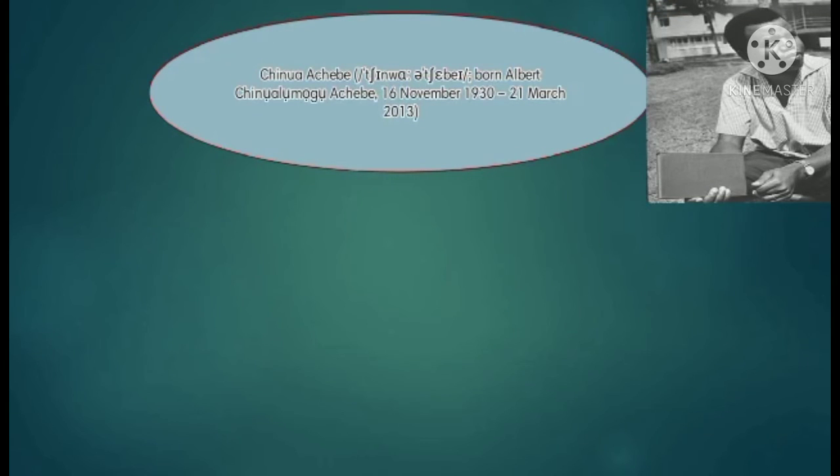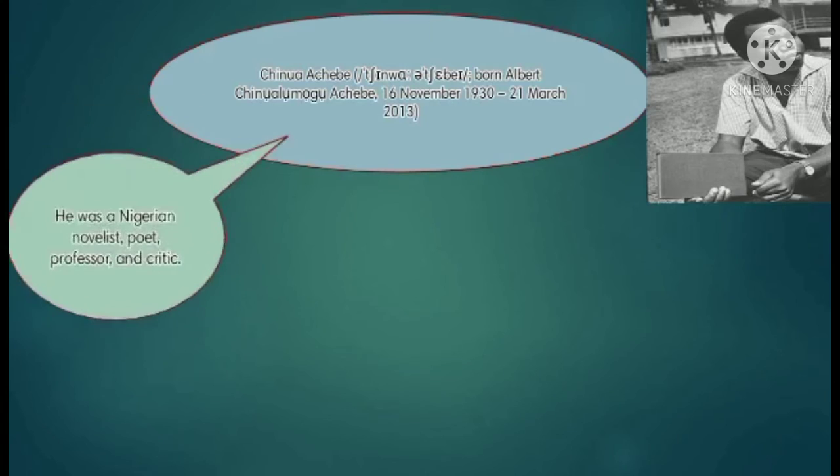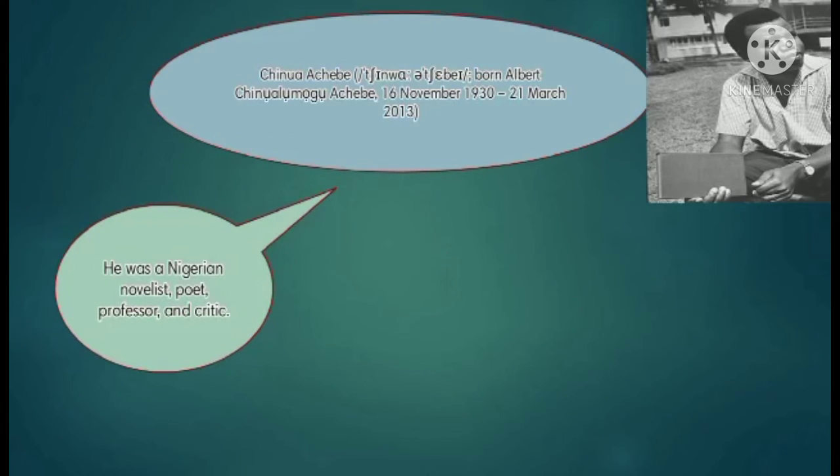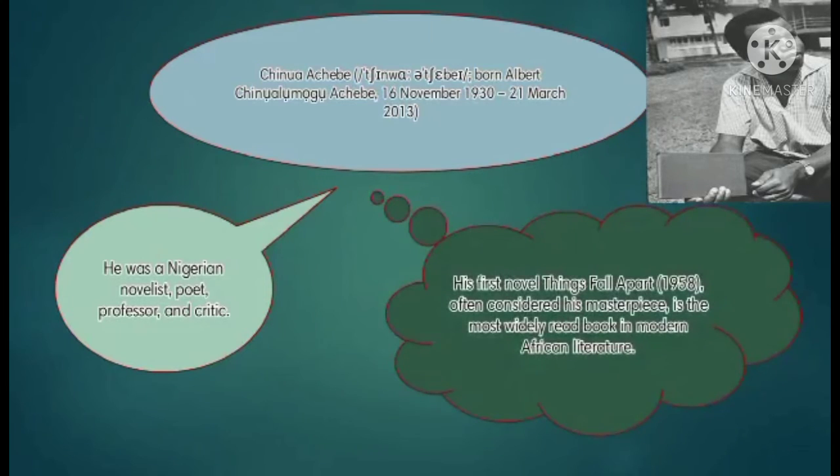The second author in our list is Chinua Achebe, who was born on November 16, 1930, and died on March 21, 2013. He was a Nigerian novelist, poet, professor, and critic. His first novel, Things Fall Apart, dated 1958, often considered his masterpiece, is the most widely read book in modern African literature.